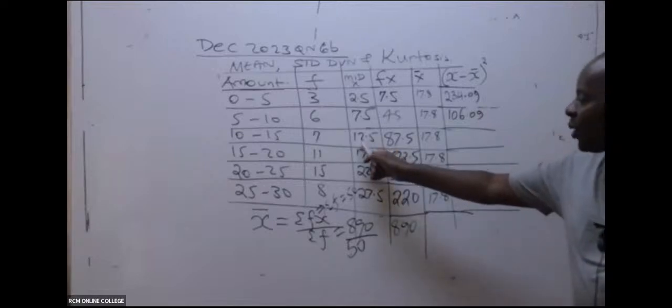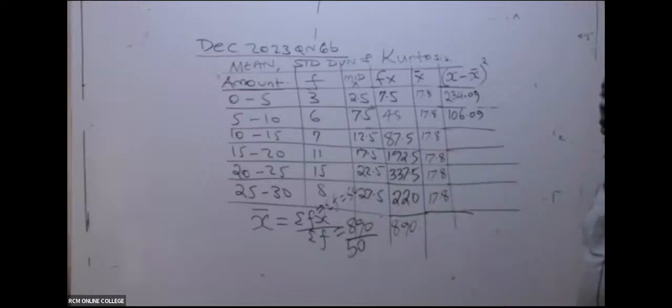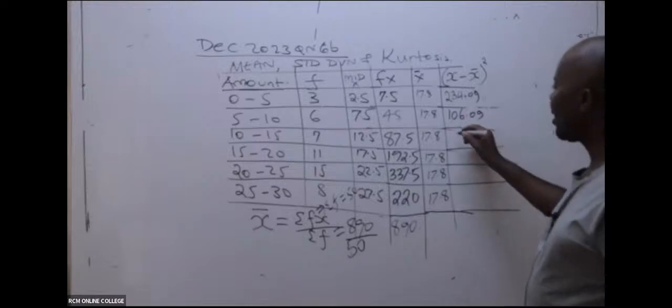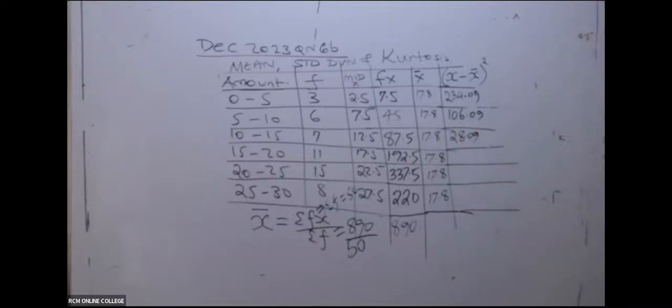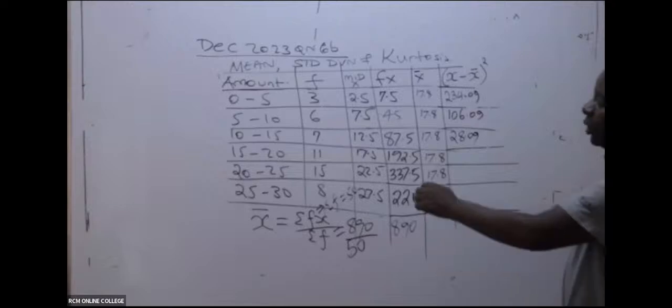So you say 12.5 minus 17.8 equals. Whatever you get, you say squared. There's a place in your calculator where you'll be able to say squared. 28.09. From there now we got the fourth one.